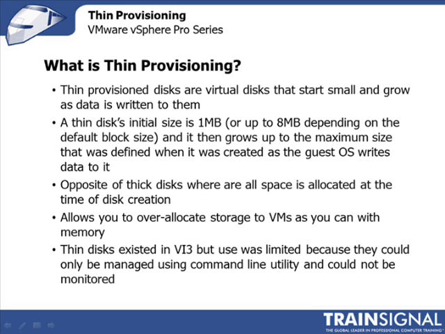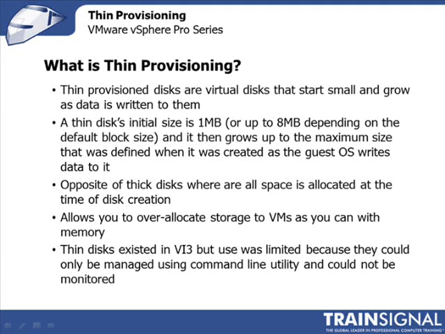So if you created a VM with a 20 gigabyte disk using the thick format, it would take up 20 gigabytes of disk space on the data store as soon as it was created. If you did this using a thin disk, it would start out at 1 megabyte and then grow as disk blocks are written to it during the operating system install and subsequent writes to the disk.